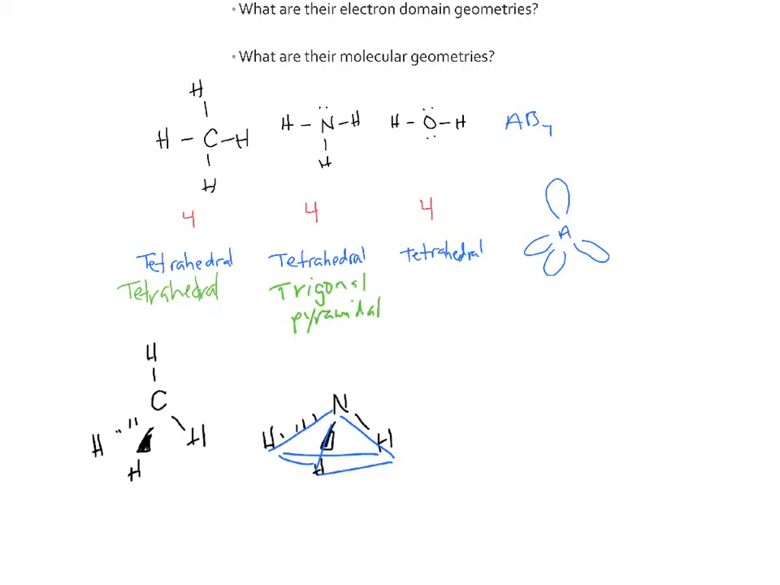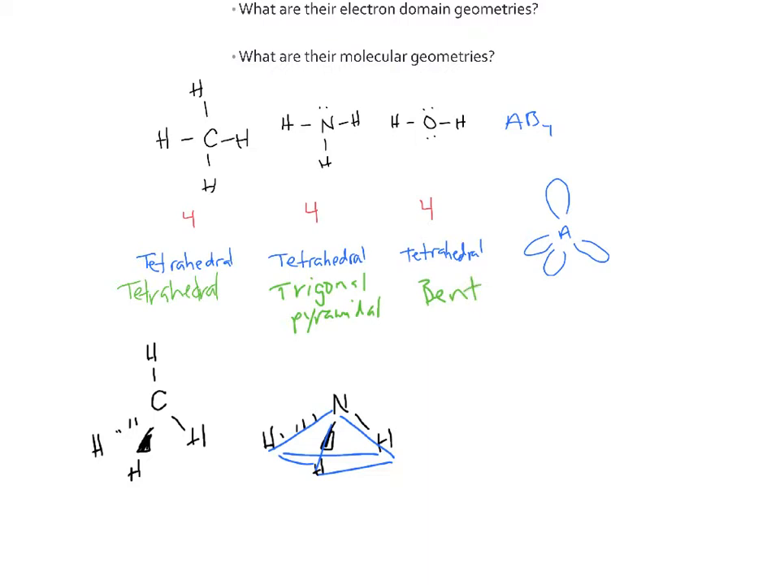Okay, let's look at the last one, water. You have 4 electron domains, but this time only 2 of them are actually atoms. The other 2 are lone pairs. If you look at your sheet and say, of the 4 electron domains, 2 are bonded and 2 are lone pairs, what does that come out to be? The answer is the molecular shape of bent.